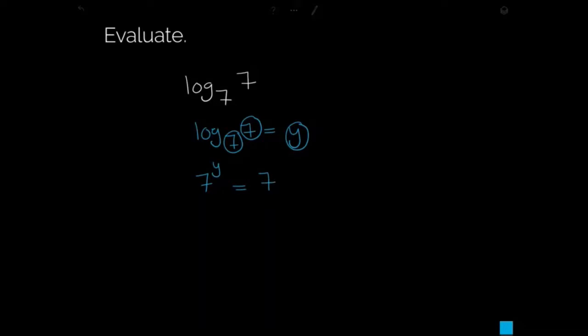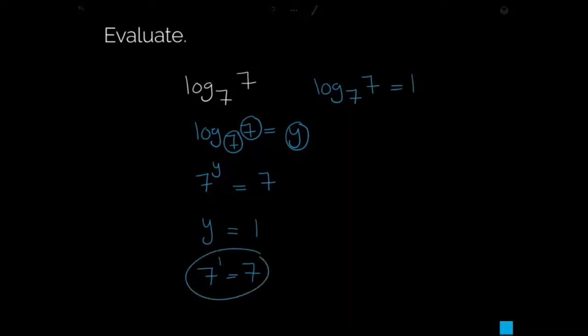Now think of an exponent that when 7 is raised to gives you 7. A number would equal itself in an exponential function if and only if the exponent is 1. So y equals 1 and 7 to the power of 1 equals 7. Therefore, log base 7 of 7 equals 1, because 7 to the first power equals 7.